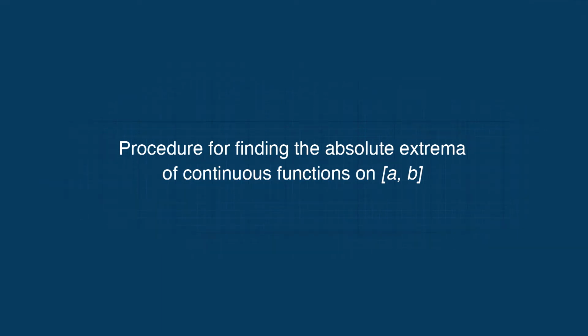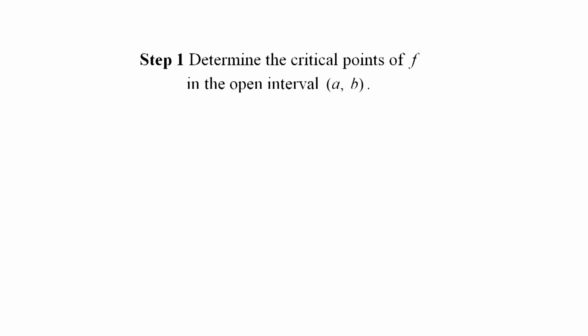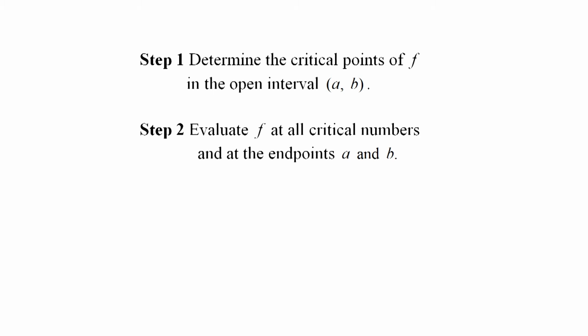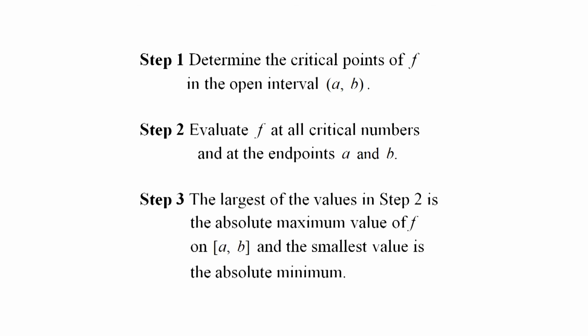We now discuss the procedure for finding the absolute extrema of continuous functions on the closed interval [a, b]. Supported by the above theorem, we proceed as follows. Step 1. Determine the critical points of f in the open interval (a, b). Step 2. Evaluate f at all critical numbers and at the end points a and b. Step 3. The largest of the values in step 2 is the absolute maximum value of f on the closed interval [a, b], and the smallest value is the absolute minimum.